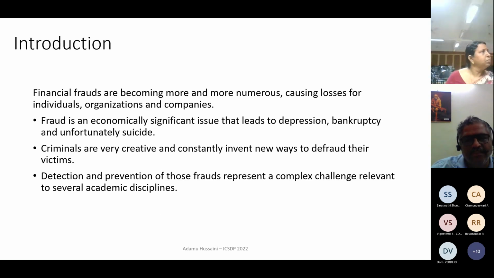In the introduction, financial fraud detection is becoming more and more challenging for organizations, for businesses, and even for government. Fraud is economically challenging because the fraudsters are very dynamic. They change from one system to another. Once we invent a system that can counter their measures, they dynamically move to another method. So they are very creative. Also, detection and prevention of this fraud present a complex challenge that is relevant to many academic disciplines. We have seen many fraud detection approaches from various academic disciplines.